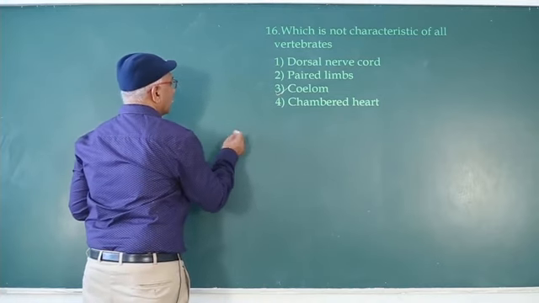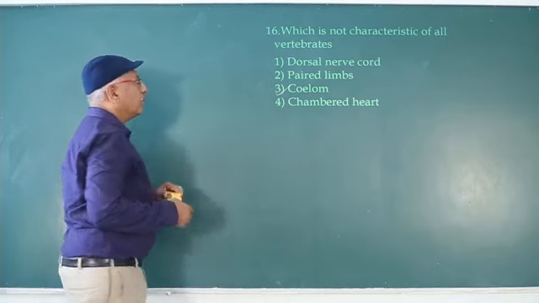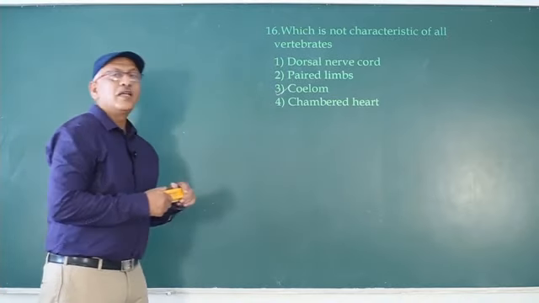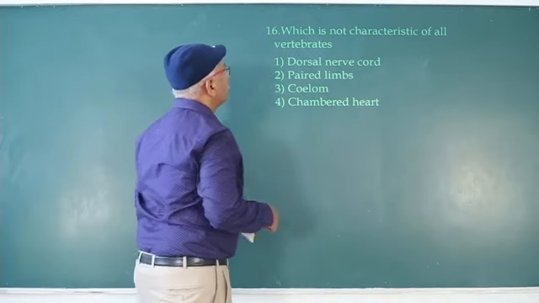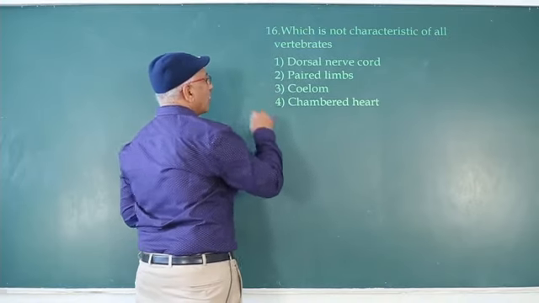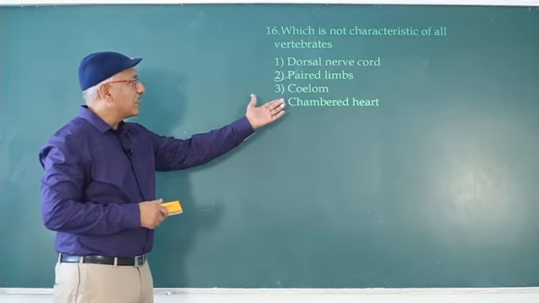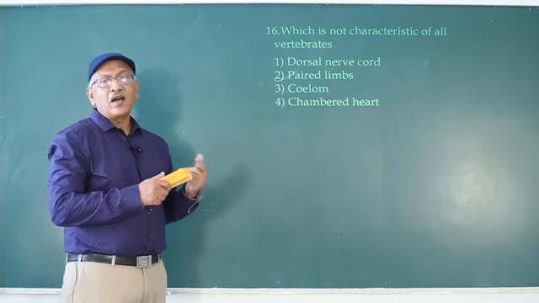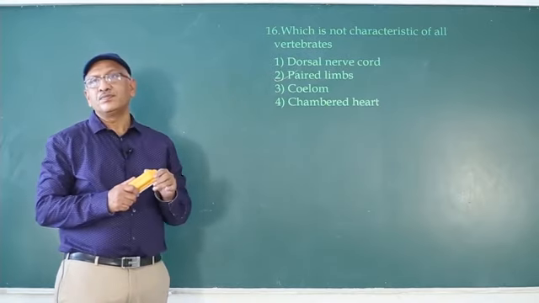Paired limbs are absent in some vertebrates. In birds also, only hind limbs are used. Similarly, snakes. In snakes, limbs are absent. So here the correct answer is, which is not characteristic of all vertebrates, paired limbs, not coelom. Coelom is present in all animals, either enterocoelom or schizocoelom. Paired limbs are not seen in all vertebrates. Example, snakes. In snakes, no limbs.